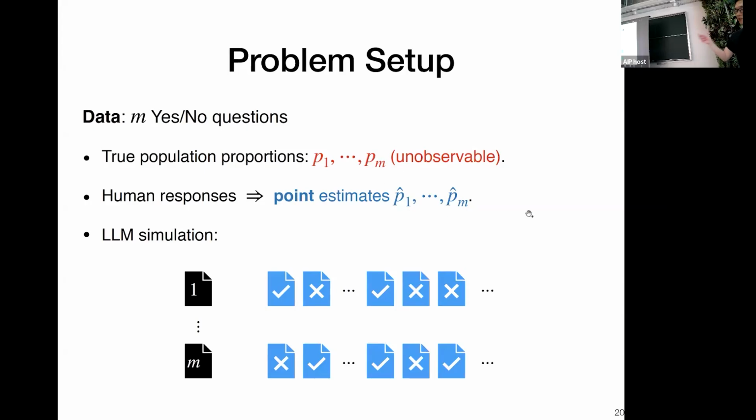And then you can use the LLM to replicate these studies for question 1 through m. For each question, you keep querying the LLM. You can query as many times as possible. You get a sequence of just yes or no answers. Each question has a sequence, so you have m sequences.